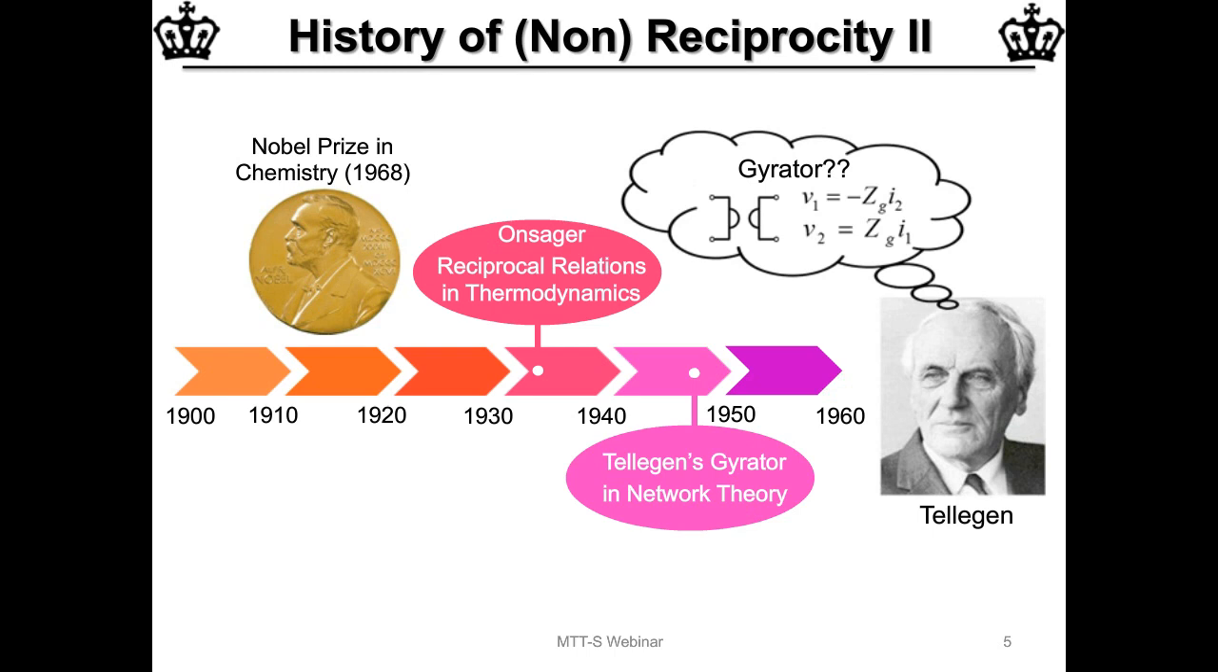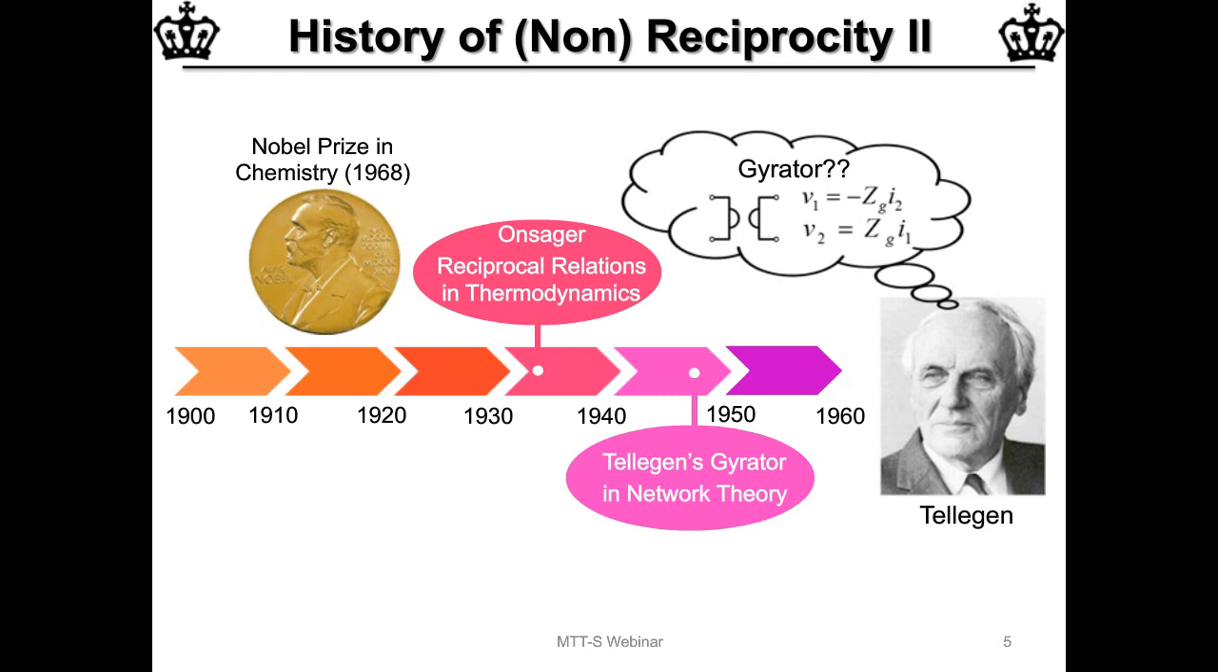And in the 1940s, Tellegen proposed the first non-reciprocal component. He proposed a component called a gyrator, which violates reciprocity. The two-port equations for the gyrator are shown in the slide, where the relationships in the forward direction and the reverse direction are exactly the same in magnitude, but have a 180 degrees phase difference.